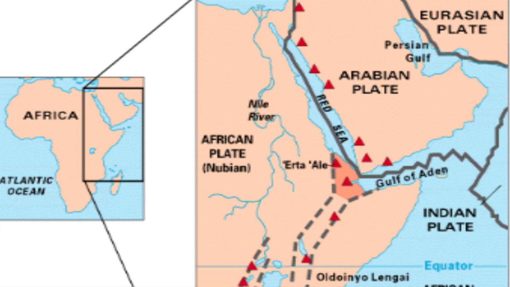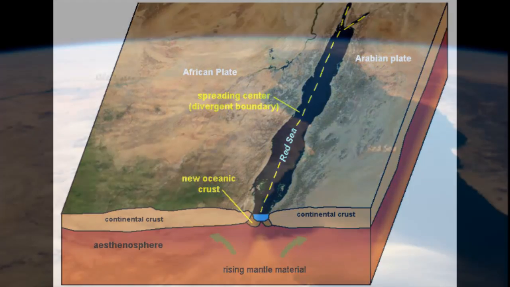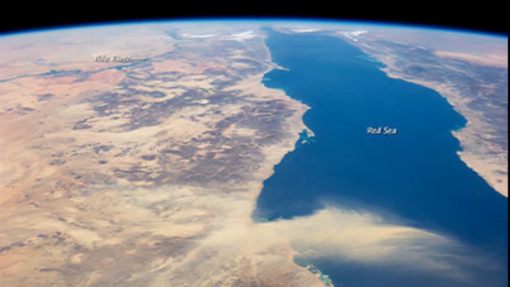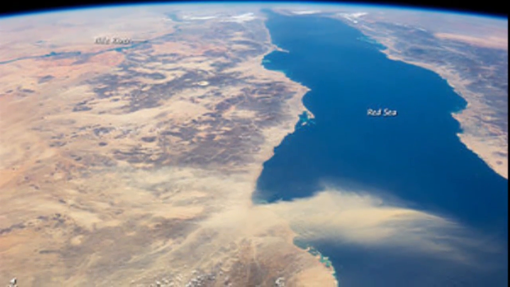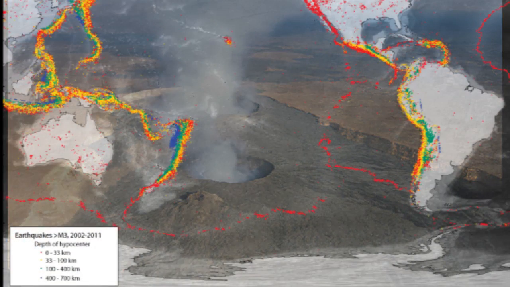Eventually, all divergent boundaries that don't become a failed aulacogen become a mid-ocean ridge, which is, by definition, a divergent plate boundary. The volcanoes are basaltic in chemistry, and the earthquakes are relatively weak and shallow.